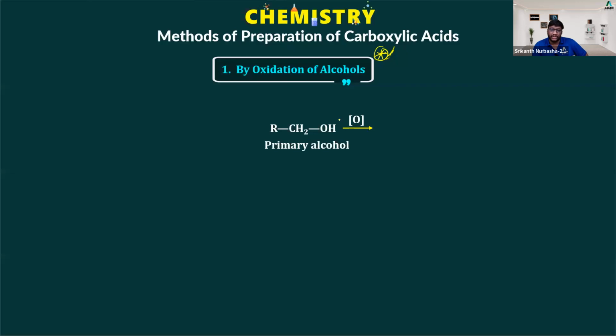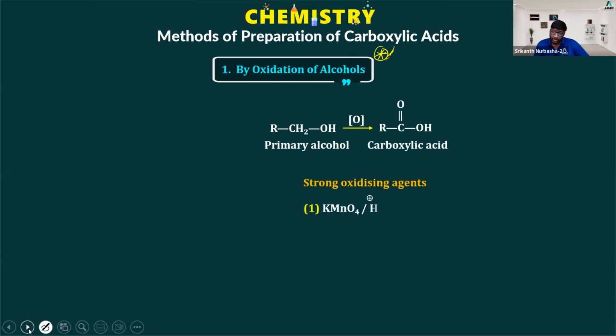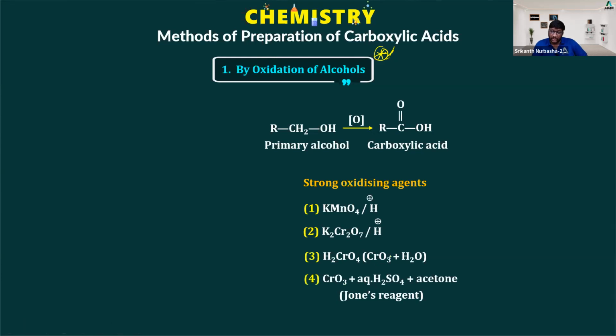Only with copper in the presence of high temperature, dehydration occurs. Primary alcohol, strong oxidizing agents: KMnO4/H plus, KMnO4/OH minus, K2Cr2O7, H2CrO4. All these are strong oxidizing agents. That is CrO3 in the presence of water. Whenever we have chromic oxide in anhydrous medium, that will act as a milder oxidizing agent. Chromic oxide in acidic or water medium will act as a strong oxidizing agent. We all know these are the strong oxidizing agents.